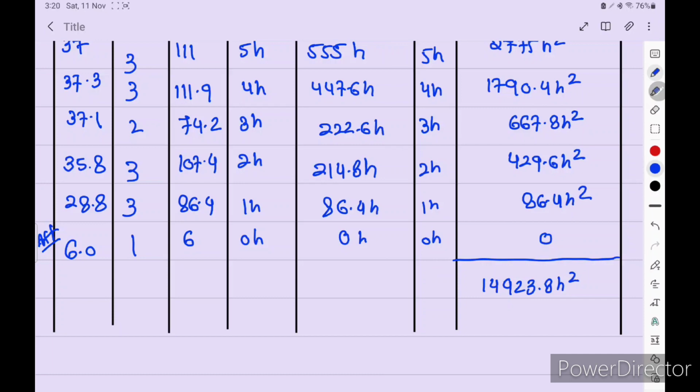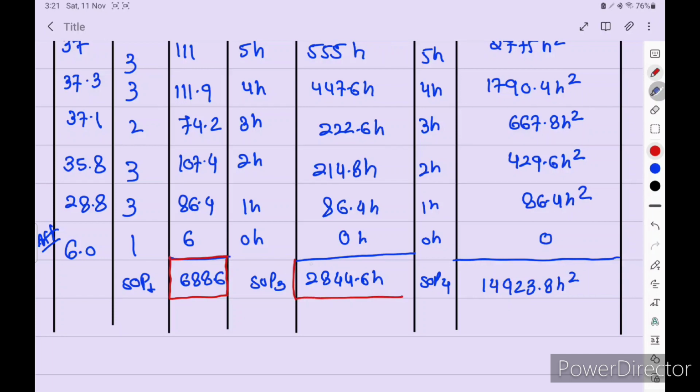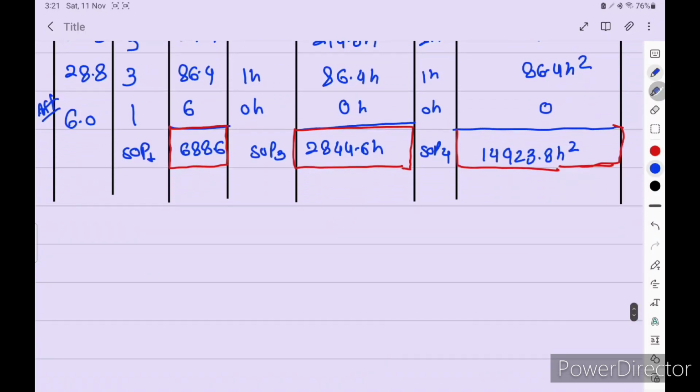Now we'll add all these and we get 14923.8h square. Adding all these gives 2844.6h. This is SOP4, SOP3. We need to add this all; 688.6 is SOP1. Okay, this much is clear. Now we have to put in the formula.